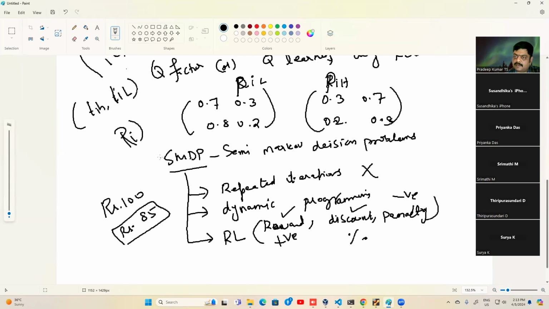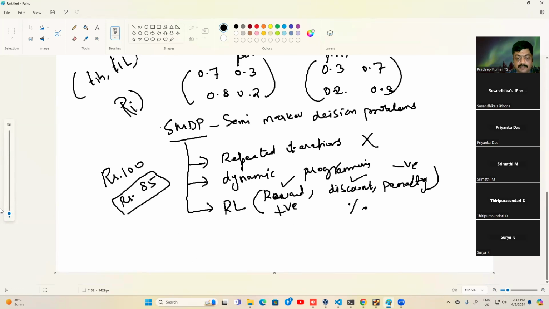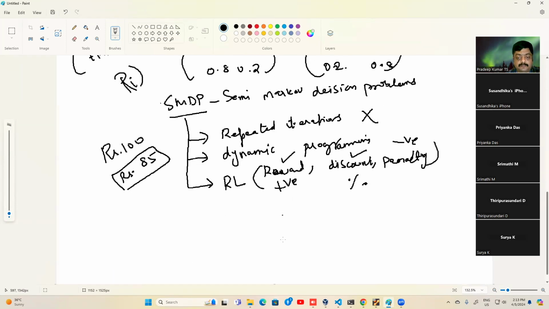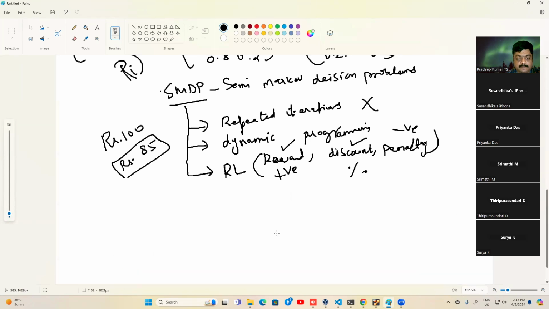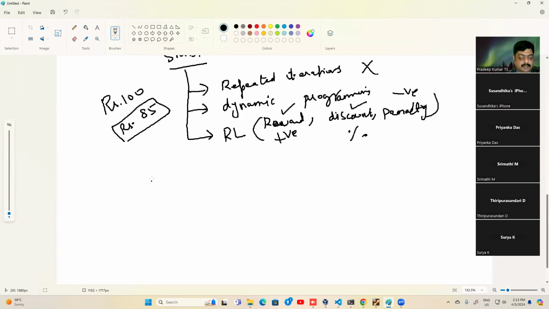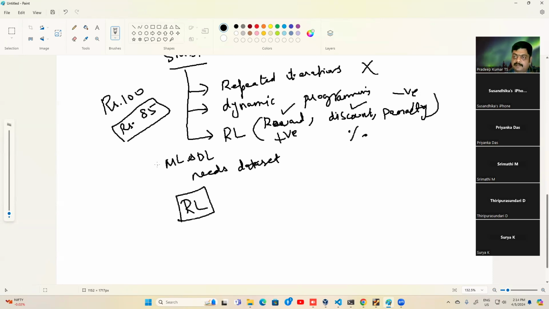But reinforcement learning generally doesn't need any data set. Generally in machine learning and deep learning, for many problems we need data sets. ML and DL need data sets. But RL does not need any data set, because if you make the system run, the system identifies by itself what is happening in and around. Afterwards, the system learns itself and tries to optimize it.